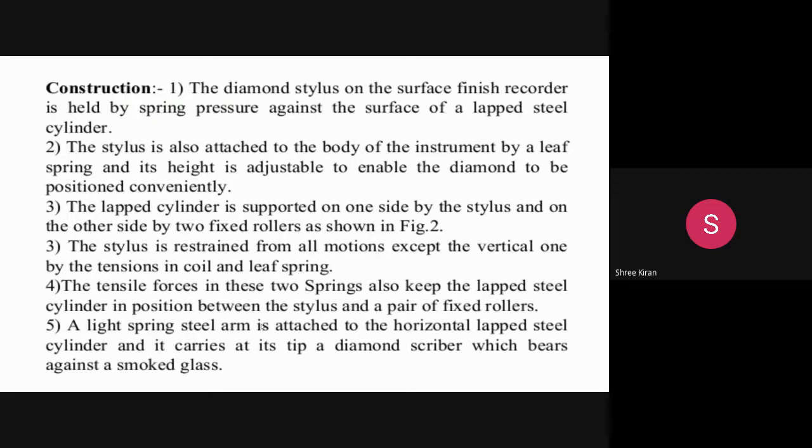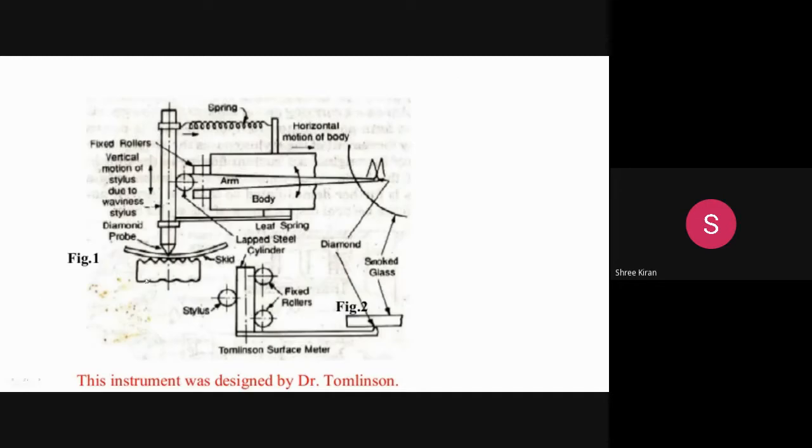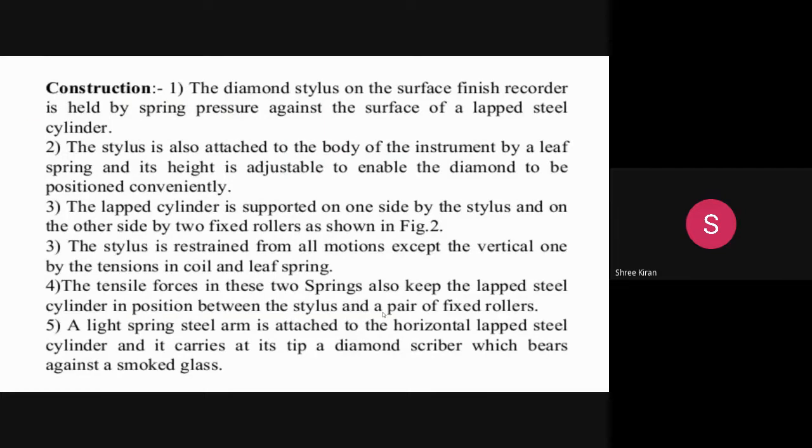Then a light spring steel arm is attached to the horizontal lapped steel cylinder. It carries a diamond tip scriber, which bears against a smoked glass. See, the spring arm is attached to the horizontal lapped steel cylinder, and this is the diamond tip and the smoked glass.